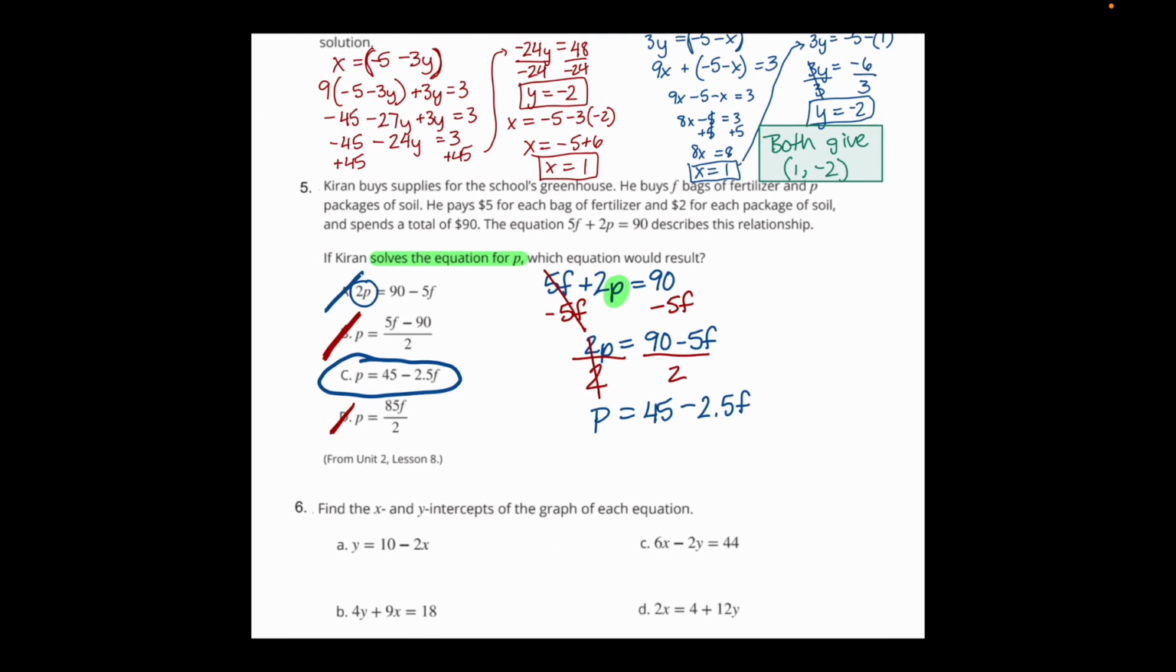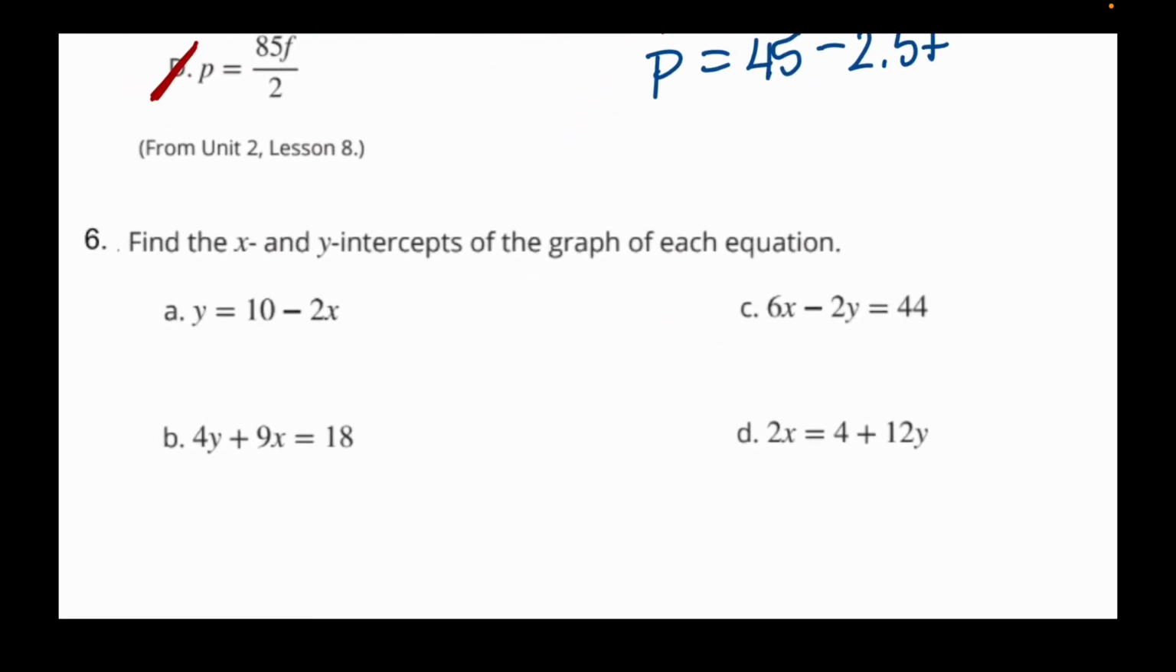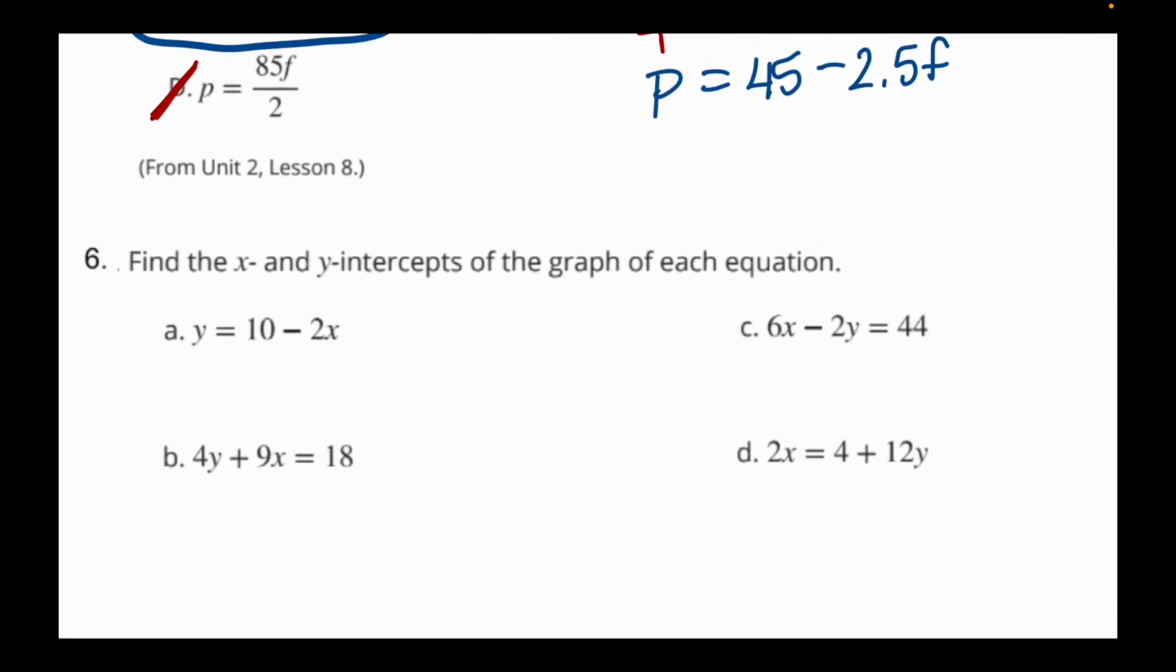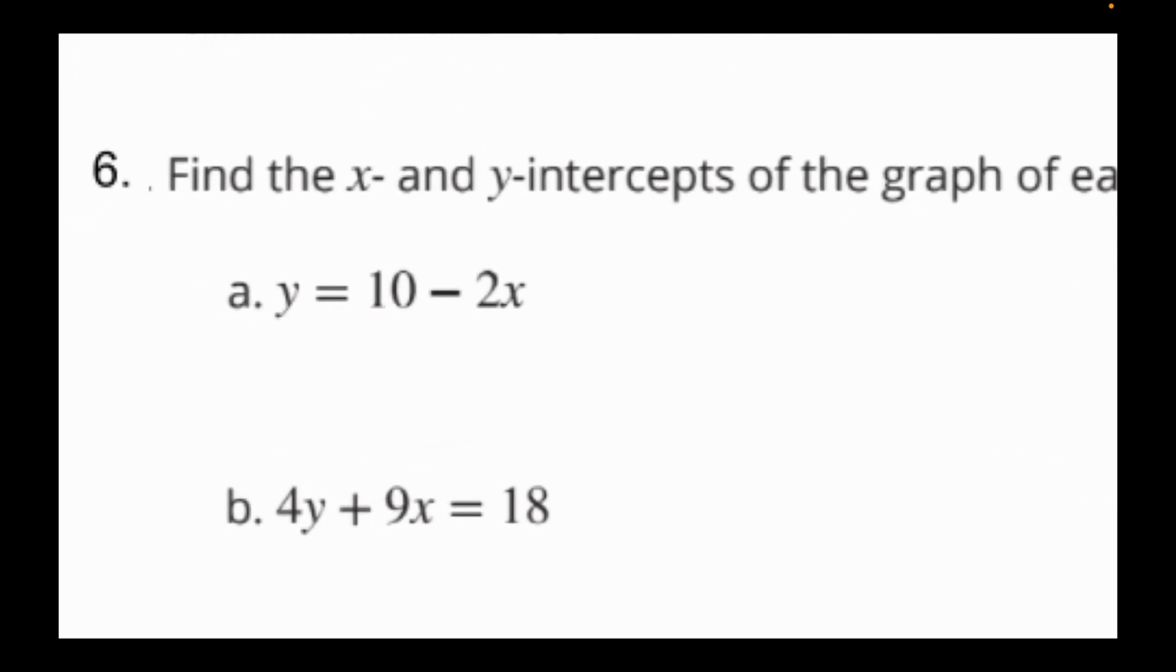And that's number 5. For question 6, they're asking us to find the x and y intercepts of the graph of each equation. I think the easiest way to do that is to plug in 0 for the other numbers. So if I'm trying to find the y-intercept, I'm going to plug in 0 for x. So we would have y equals 10 minus 0, so y is 10.